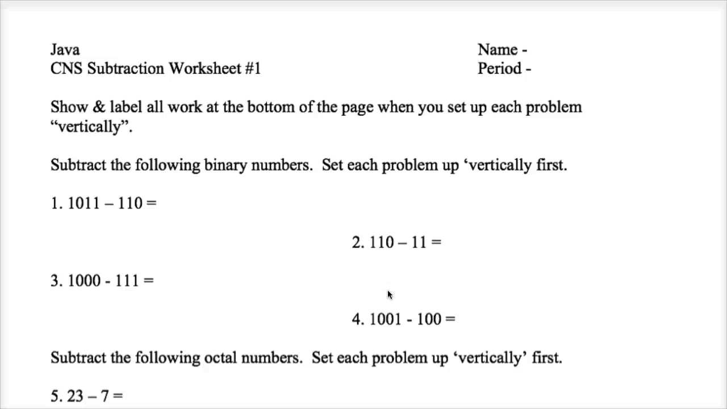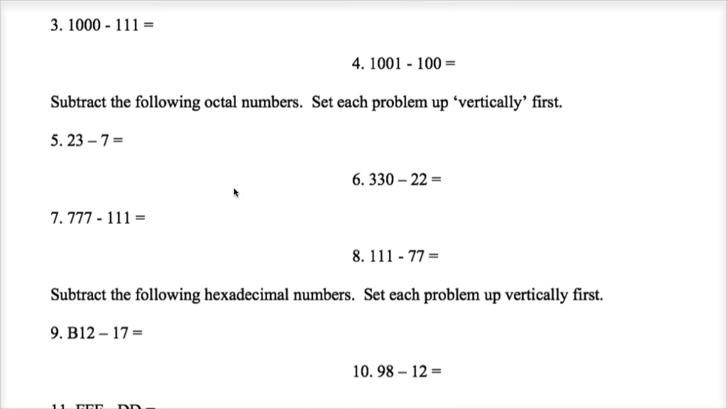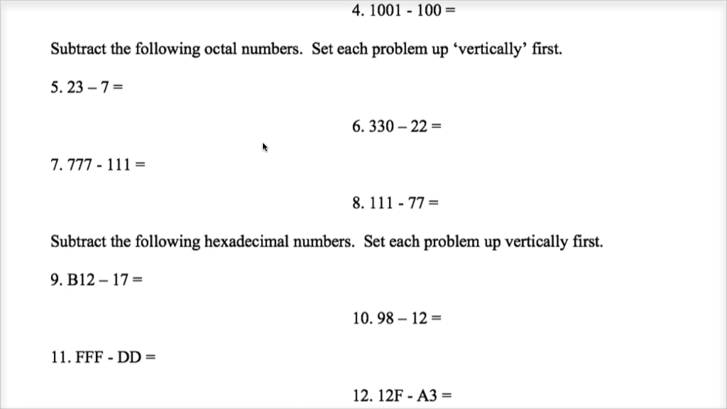Hi, it's Mr. Minnick here, and I'd like to do some exercises off of Computer Number Systems Subtraction Worksheet number 1. Let's skip over the binary numbering questions and go to octal, which seems to be easier for a beginner to first learn. Here we have the exercise 23 minus 7.